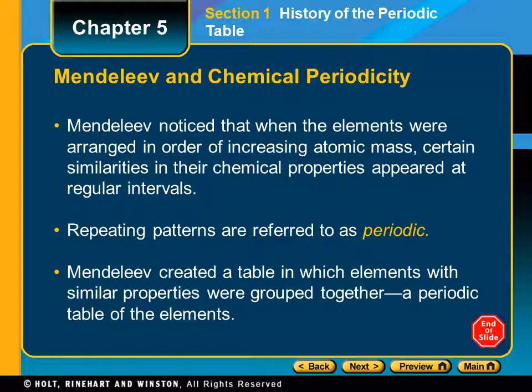And so Mendeleev took this information that he discovered and started to put it down in table format. He put the elements down in the table with similar properties, and he grouped them together. And this is the beginnings, the infancy of the forming of the periodic table of elements.